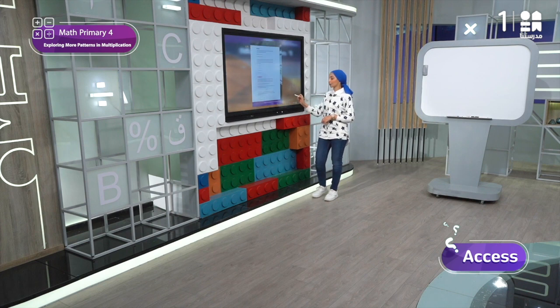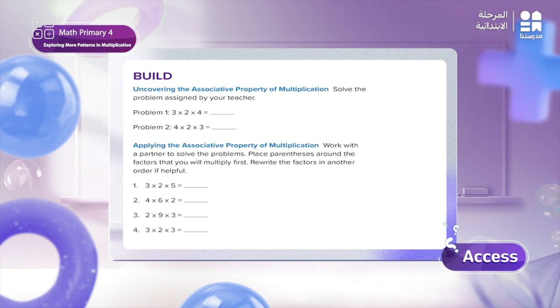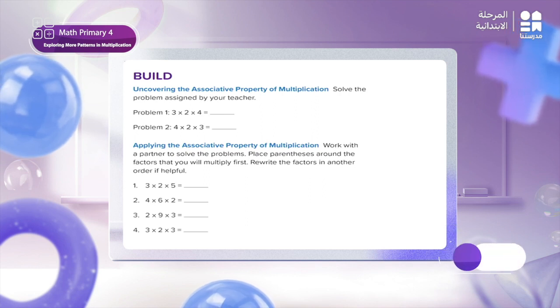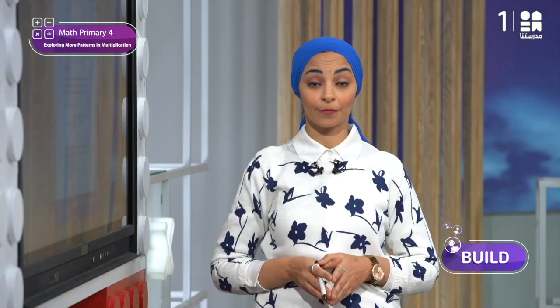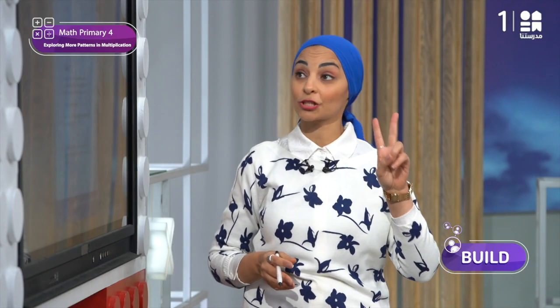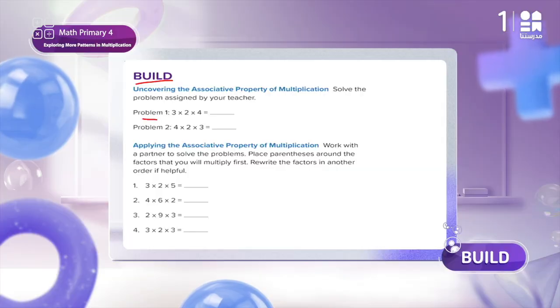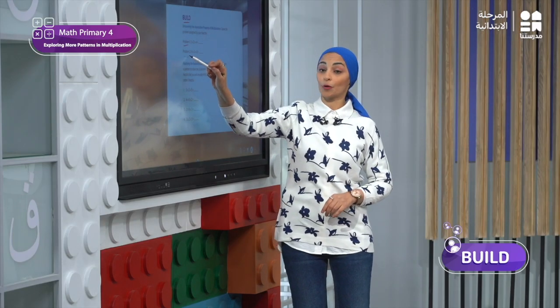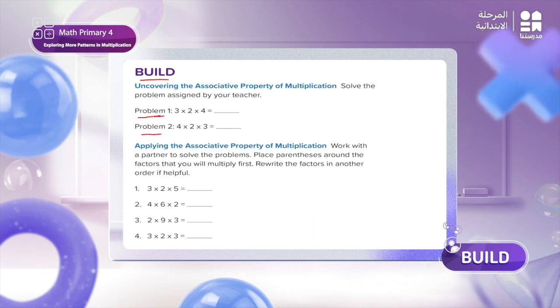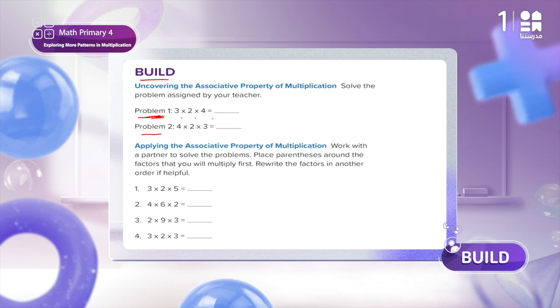Here is page 223. طيب, in the activity uncovering the associative property of multiplication in build part, like you see here. And let's first see what the meaning of associative property. يعني إيه associative property؟ طيب, here we have 2 multiplication problems. عندي 2 multiplication problems. Let's see it here. Okay. Now, this is the build part, and this is the 2 problems I have. Let's see the first problem, problem number 1. Here we have 3 times 2 times 4.